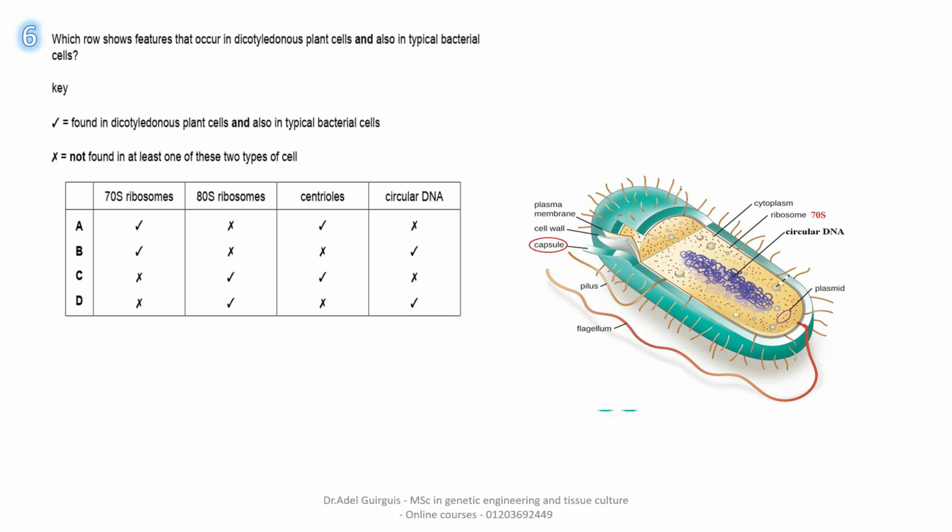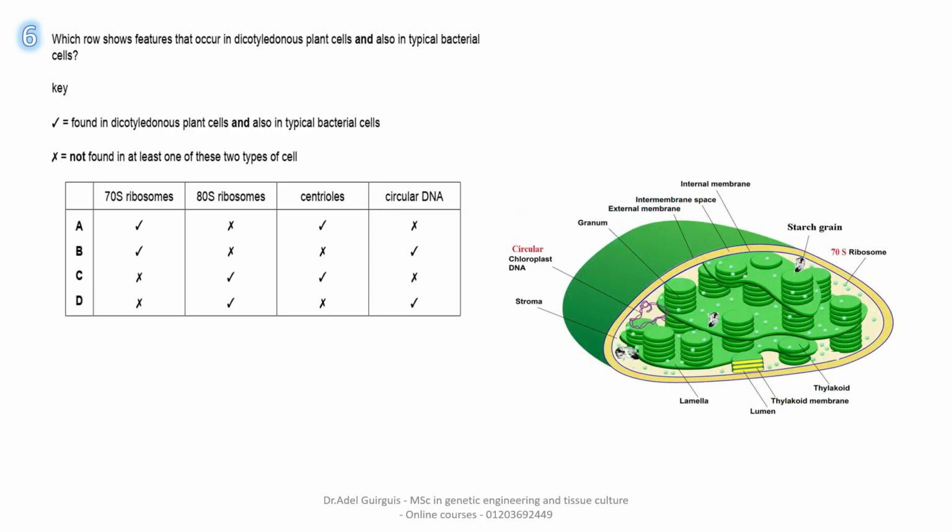Also circular DNA and 70S ribosomes. So look at chloroplast also in dicot plant. It possesses circular DNA and 70S ribosomes like bacteria. So both have 70S ribosomes and circular DNA. So the answer is B.